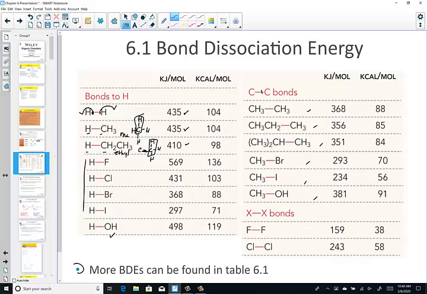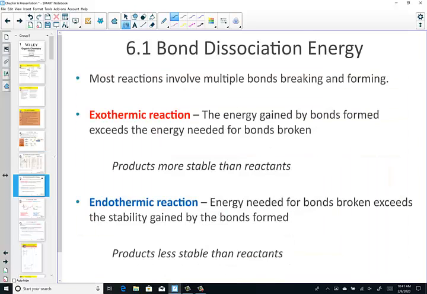The complete list is given to you in your textbook in chapter 6.1, depending on if you have an ebook or a hard copy. So just letting you know that those published tables are available to you as you work to solve some problems related to bond dissociation energy. You will need access to that published table. And I put a link in there for your e-learning as well.